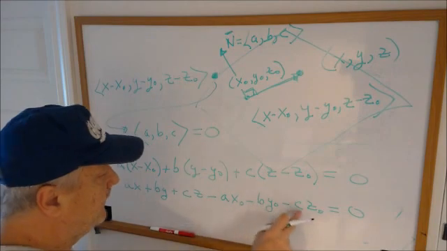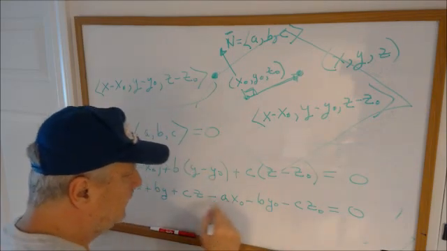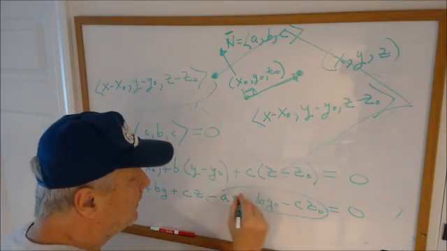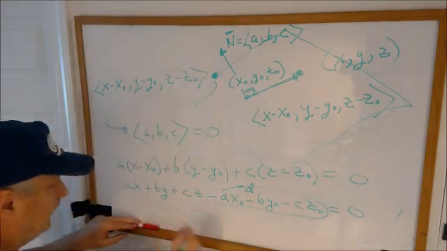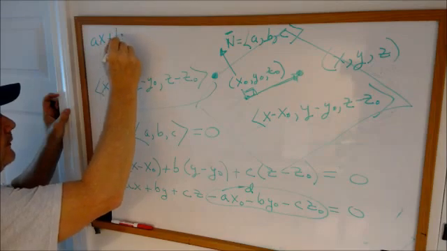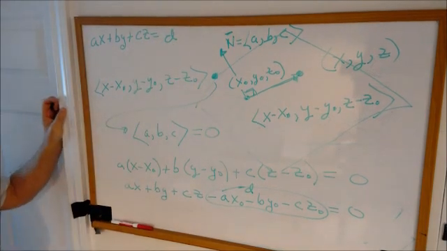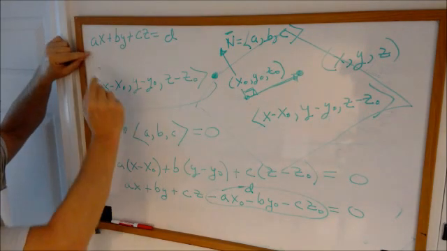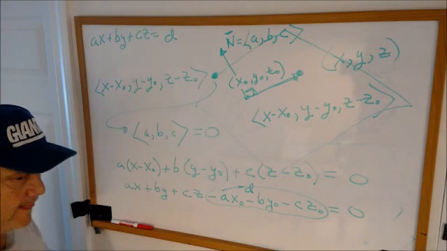Okay, now A, B, and C are just numbers, and x naught, y naught, and z naught are just numbers. So this is just a number. So we'll call it minus D. So when we put it on the other side, it becomes D. So finally, we have, I hope you can see it, I'll write it up here, Ax plus By plus Cz is equal to some number D. And this is the linear equation for a plane. Okay? And the coefficients A, B, and C are the coefficients of the normal vector for that plane.